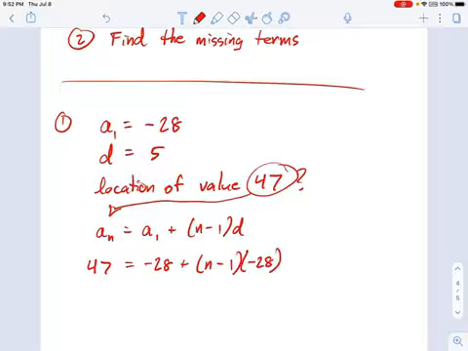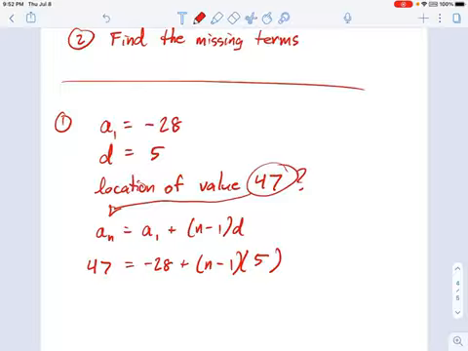Now, what I've done here is I've said, look, I don't know what n is, but it's a location somewhere in this list. And that location has the number 47 at it. So that's why I put the number 47 in there for an. And now we just kind of work through the math here. Let's see. Am I doing something terribly wrong here? I am doing something terribly wrong. Hold up. That is not negative 20. Come on, Murphy. Okay, that's a 5.